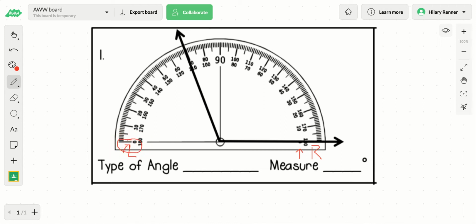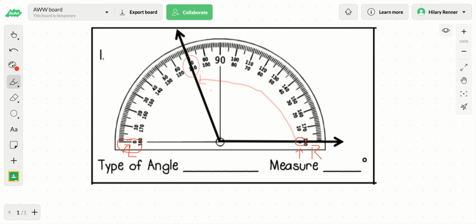But in this case, the angle is opening to the right, which means we're going to use the 0 on the right-hand side and the bottom set of numbers. So the first thing we want to do is identify where the angle stops. We know it starts at 0 with one of the rays lined up with 0. The other ray ends right here. I want to circle that so you can see where I'm going. I want to know how far the angle is from 0 to this second ray.